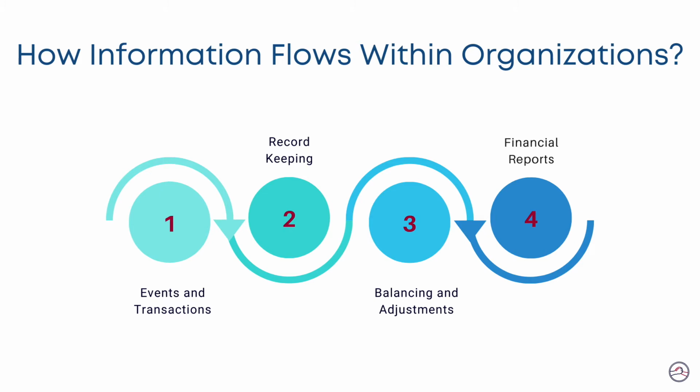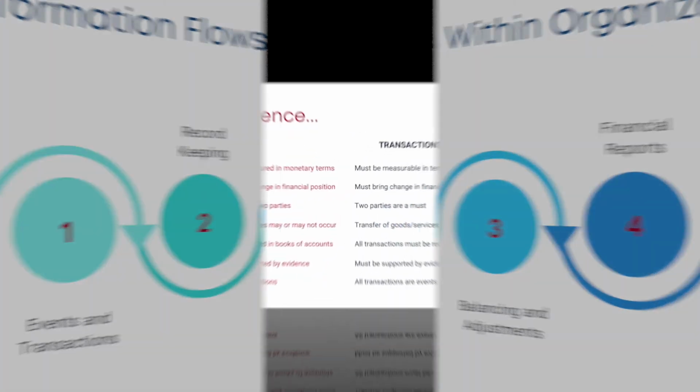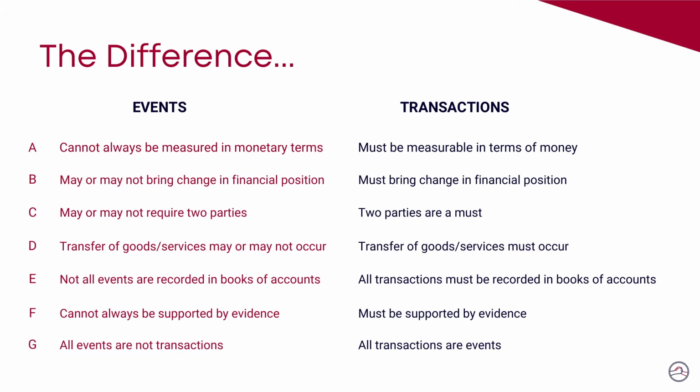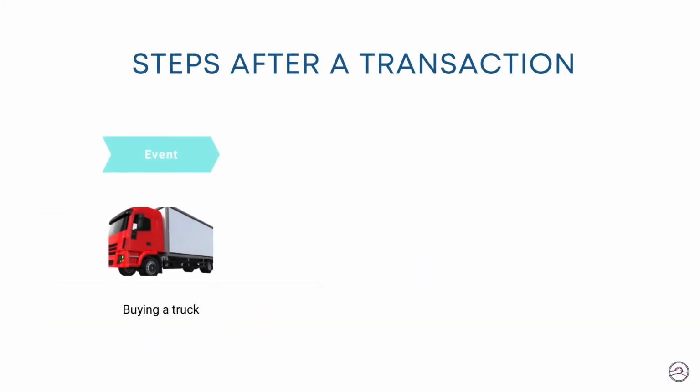To produce useful financial reports, it is extremely important that we differentiate between events and transactions. All transactions are events, but not all events are transactions, because to be a transaction, an event must be of a financial nature. When an event brings about changes to an organization's account balances, it is classified and recorded in the books as a transaction. With the help of this next example, let's look at what happens after a transaction has occurred.